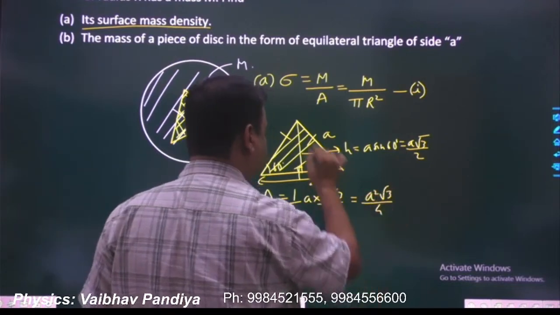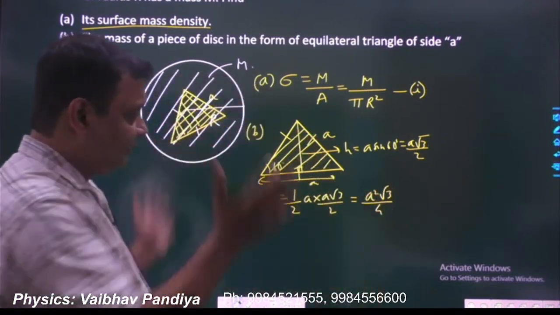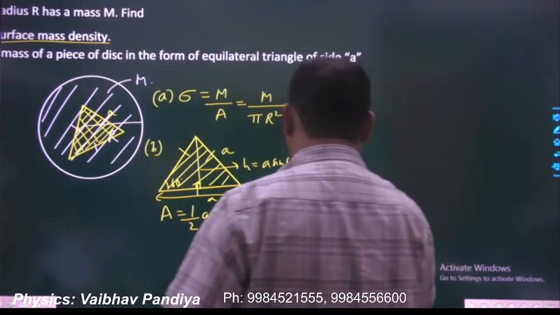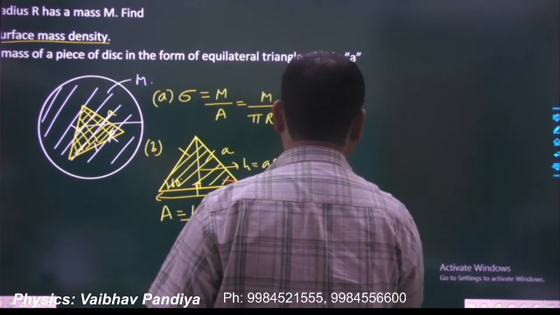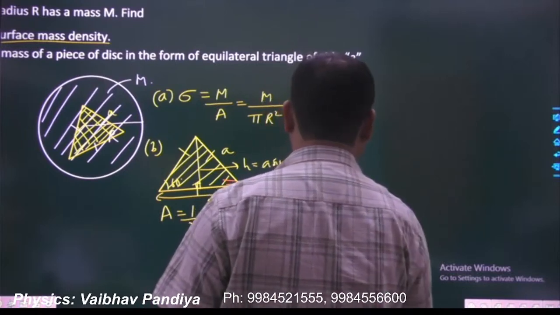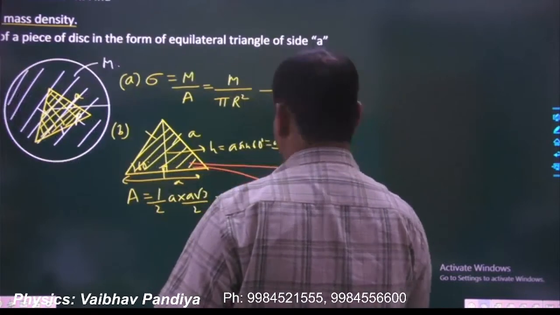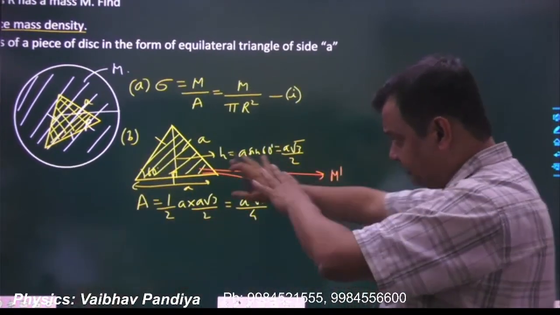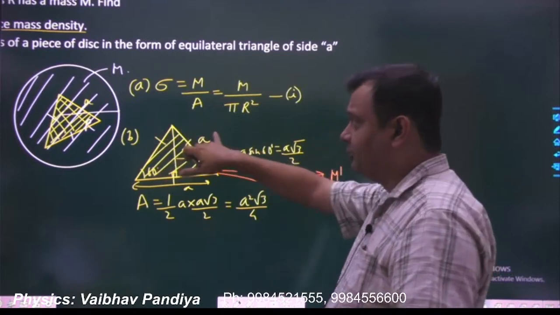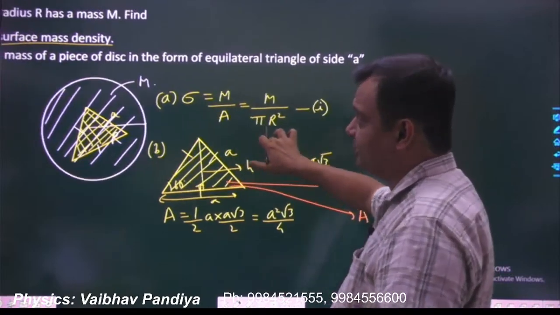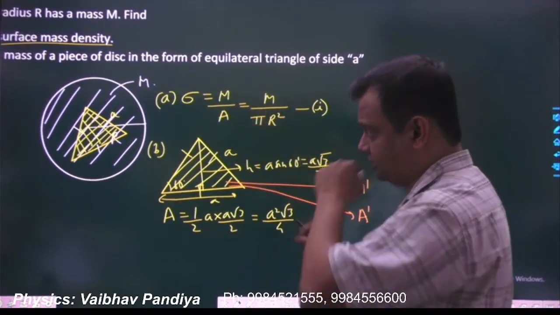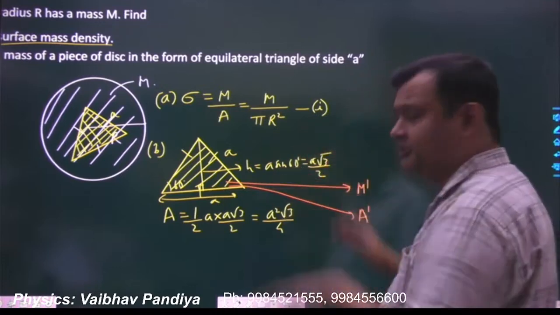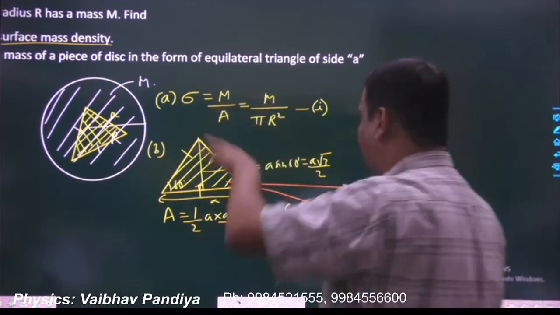This is the surface area of any plate or surface in the form of an equilateral triangle. Now let the mass of this equilateral triangle be m dash, and let the area of this equilateral triangle be a dash. Sigma will remain same because it is simply a portion of the original object. Original object is the disk of mass m and radius r. So its material is same. So the equilateral triangle will have same sigma as that of the original disk.